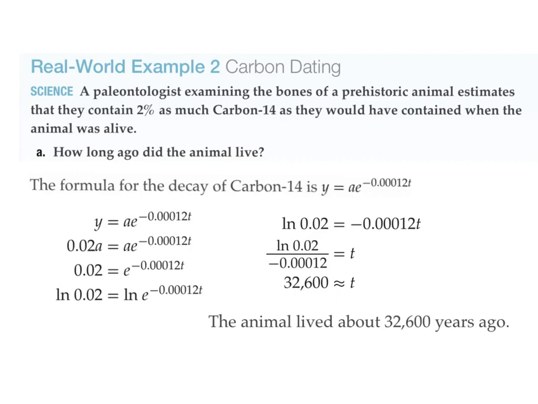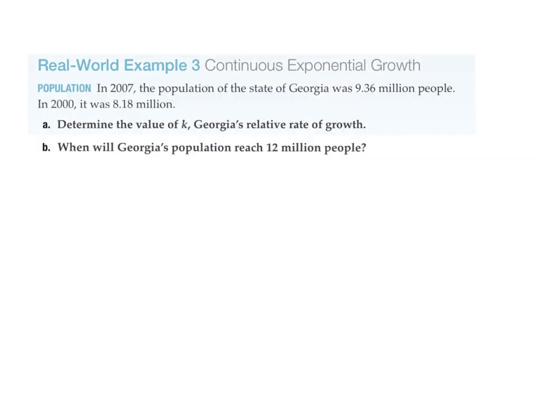The next type of problem that we're going to look at is going to be a growth problem, okay? So here's an example of a growth problem. And we've got two things that we're going to do in this problem. One, we're going to find k again, similarly to how we did in the other problem, except this is growth instead of decay. And then we're going to try to figure out when Georgia's population will reach 12 million, okay?